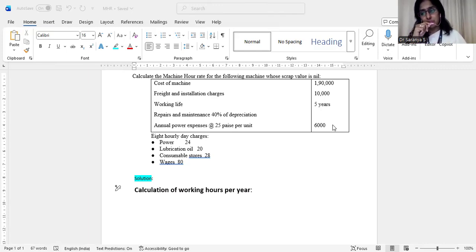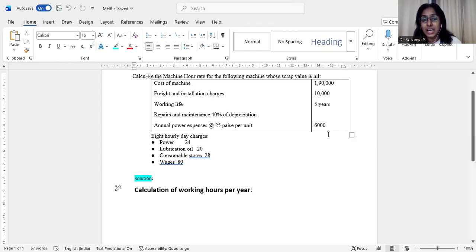Calculate the machine hour rate for the following machine whose scrap value is nil. Cost of machine is rupees 1,90,000. Freight and installation charges is 10,000 rupees. Working life 5 years. Repairs and maintenance 40 percentage of depreciation. Annual power expenses at 25 pies per unit, rupees 6,000.